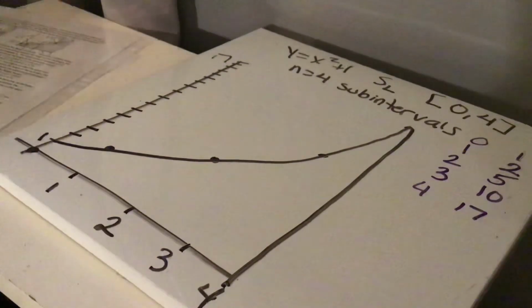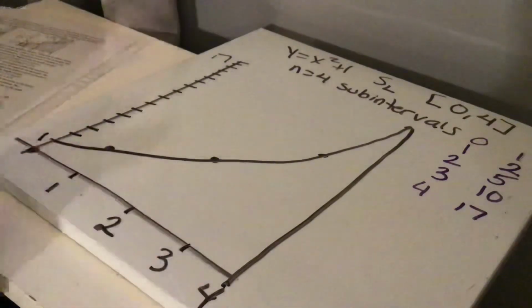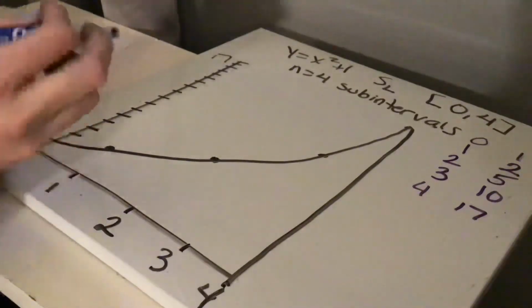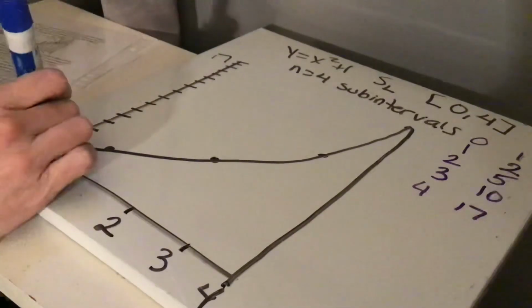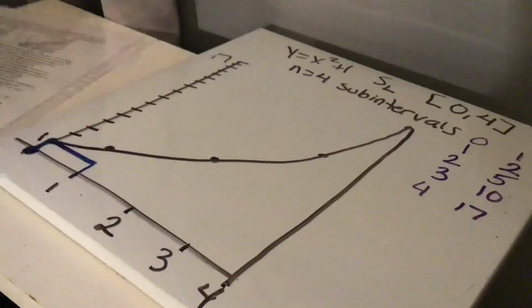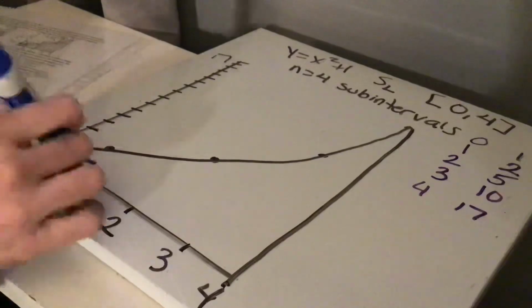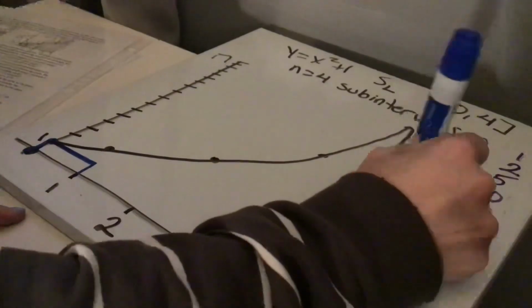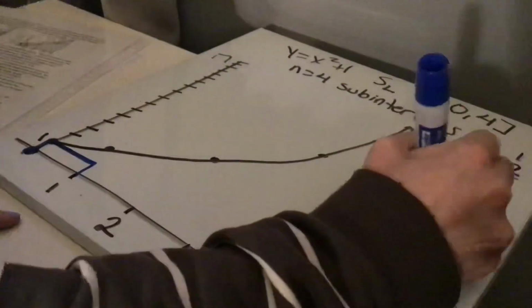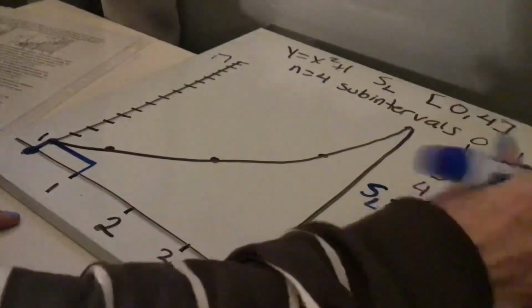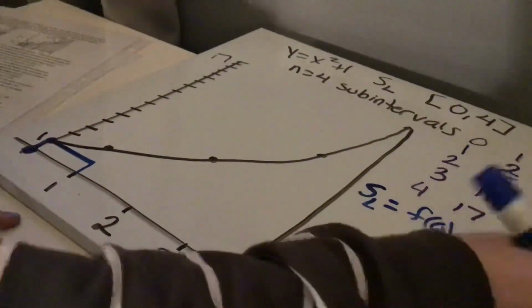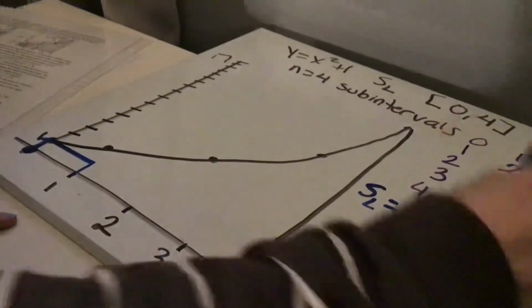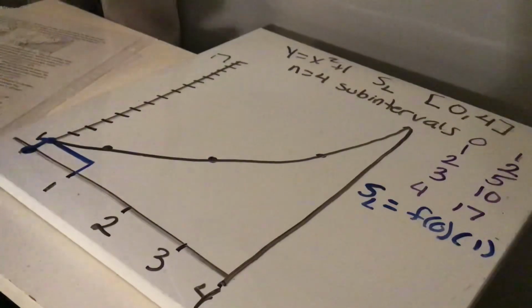So 4 rectangles, they're each one x value thick. So from the left, I'm starting here, I go up to 1, and that's my first rectangle. Height of 1, width of 1. Okay, so the sum of the lower rectangles is going to be the function evaluated at 0 times the width, because the height is on the curve. And the width of these bars is 1, because 4 is the length and you're dividing into 4 intervals, okay?